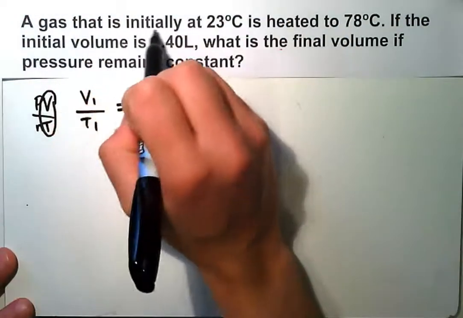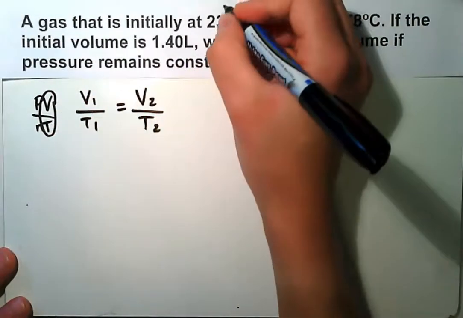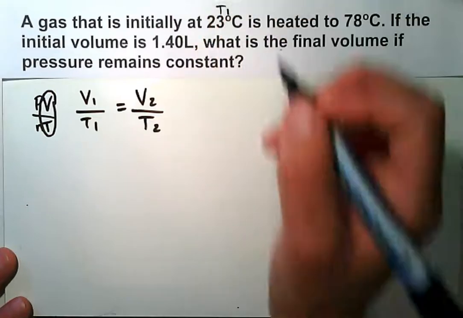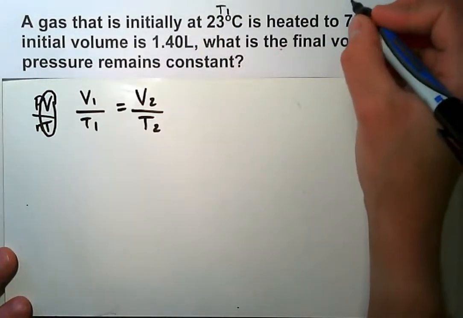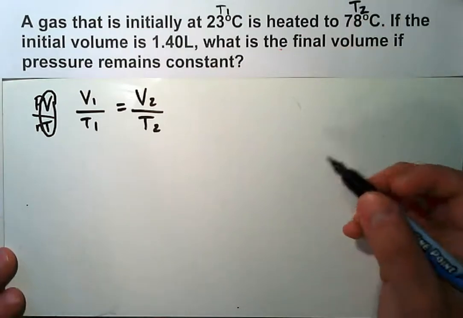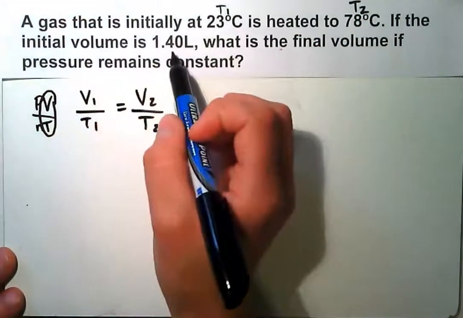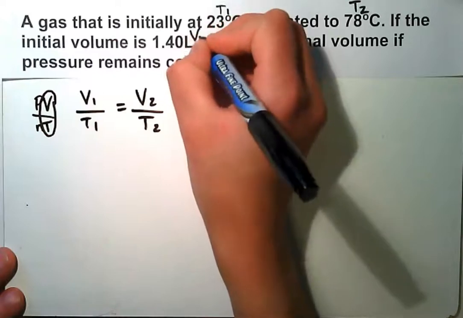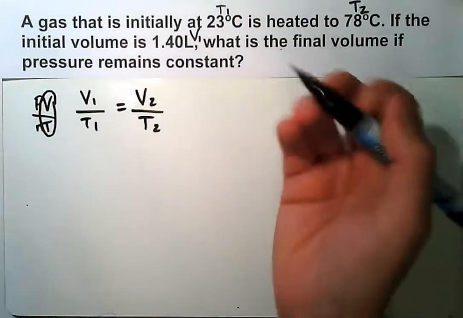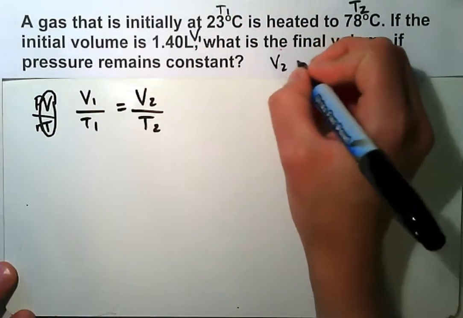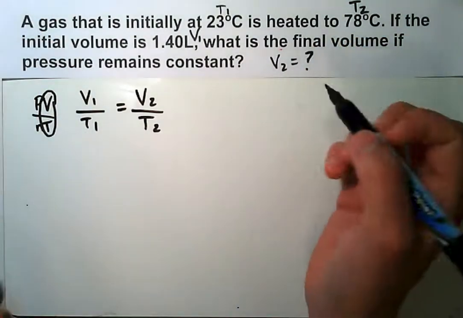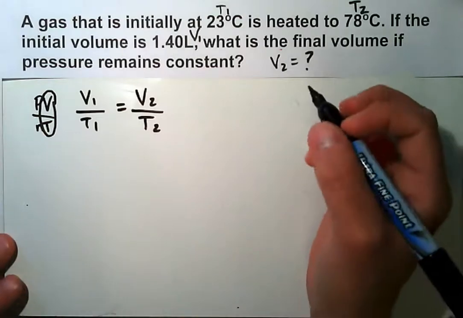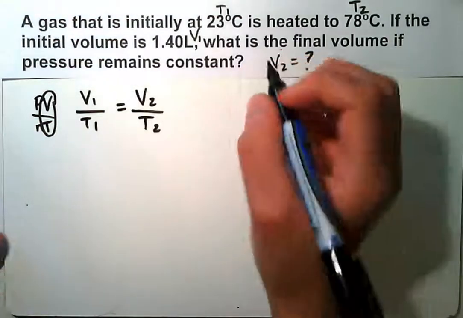So the gas that is initially at 23 degrees Celsius, that's our T1 value, our initial temperature, is heated to 78 degrees Celsius. So that would be our T2 value. If the initial volume is 1.4, that would be our V1, our initial volume. What is the final volume? So we are looking for V2 in this problem. Okay, so now that we've labeled our variables, let's go ahead and get them written out.